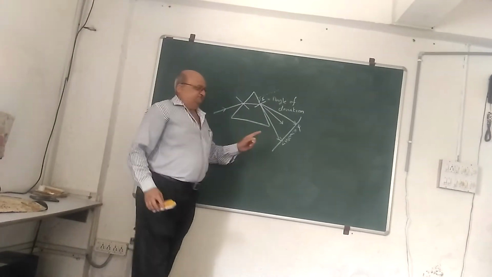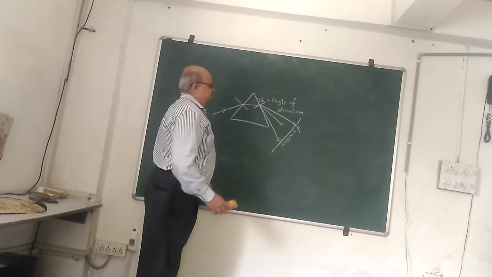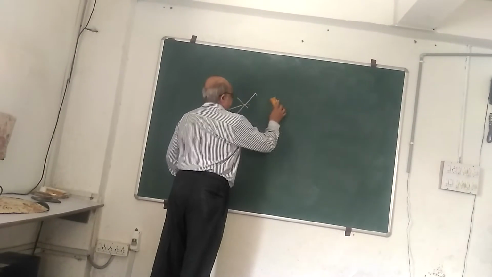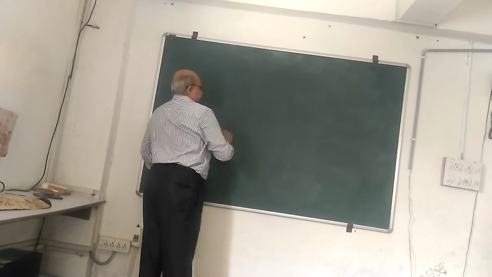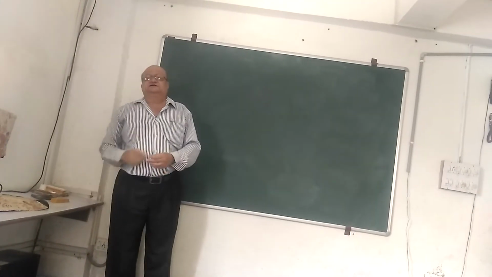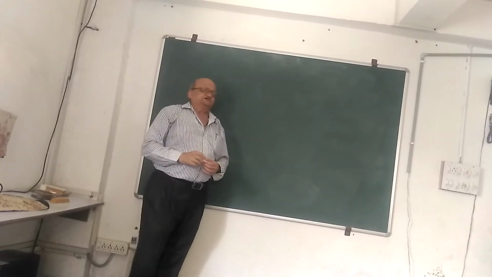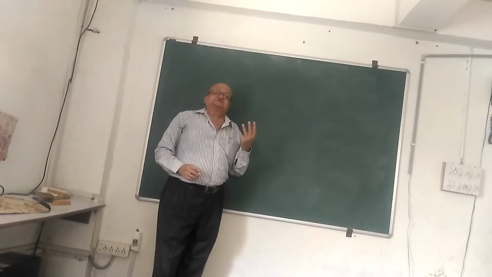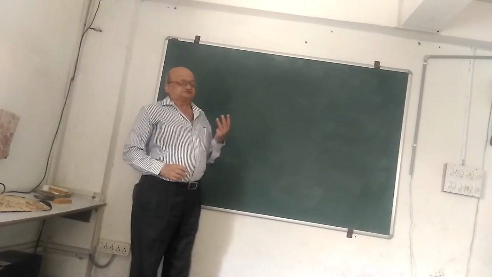Now, we already know that white light is made up of 7 different colors. Then do all 7 colors really exist? The answer is no. There are only 3 colors that actually exist.